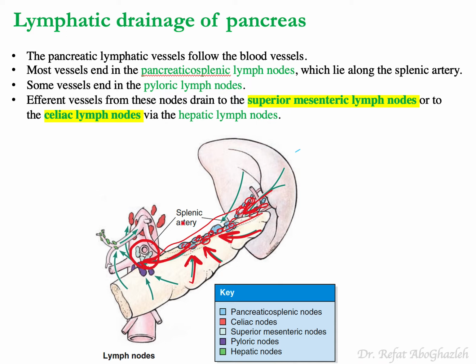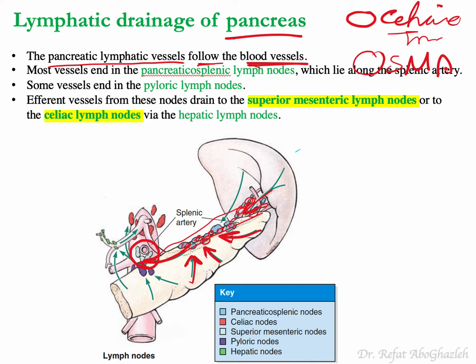So what I want to say when I said the pancreatic lymphatic vessels follow the blood vessels, that means I have to remember the blood supply of pancreas. And I mentioned the blood supply of pancreas from splenic artery, from celiac trunk, right, and superior mesenteric artery.